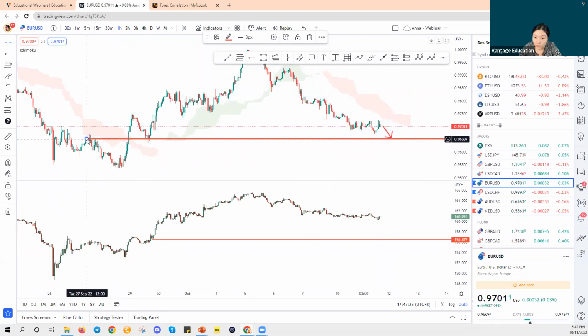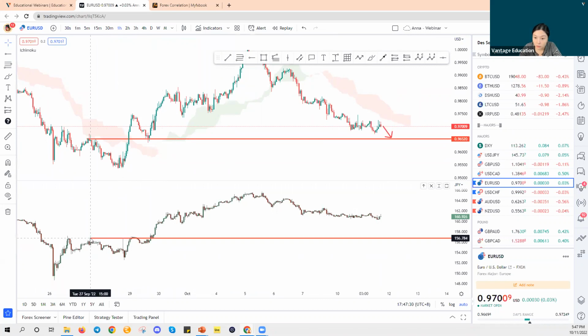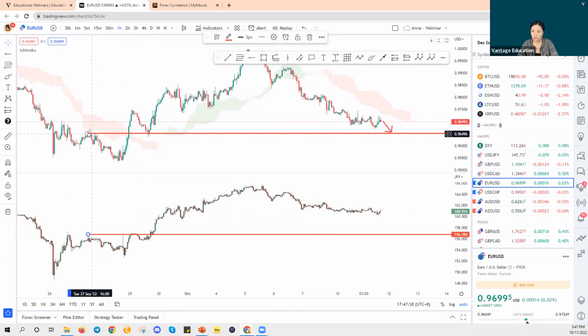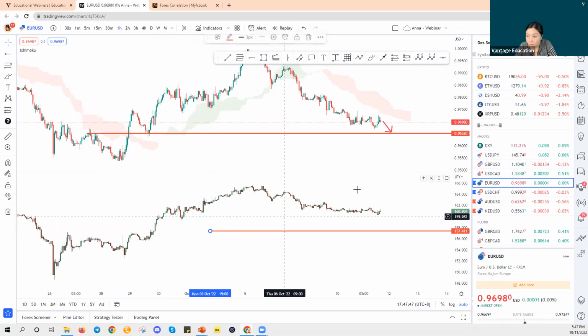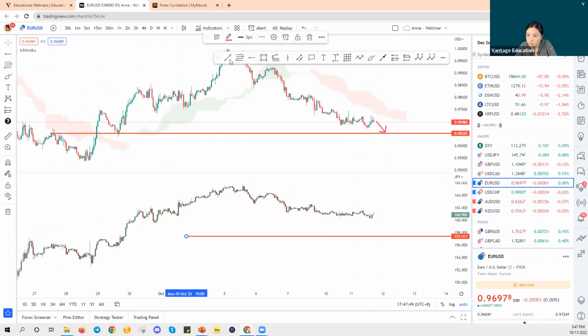But if I actually drag back the same to the same time or same level, it might not work the same way as a key support. So don't be too rigid on the fact that if it's correlated, you have to draw exactly the same. What we are trying to say is that you can use it as a reference. Okay, so if price were to break out here, let me draw it.